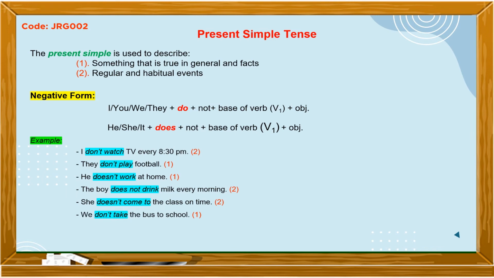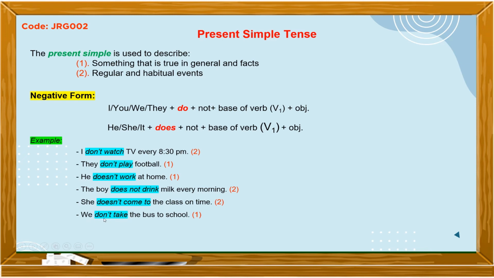And example number 6. We don't take the bus to school. Right now I use the subject pronoun we, meaning that what we need to do is look at form number 1, because in form number 1 you can see the subject pronoun we here. So we is followed by do, followed by not, the base form of the verb and the object. So here we have don't.